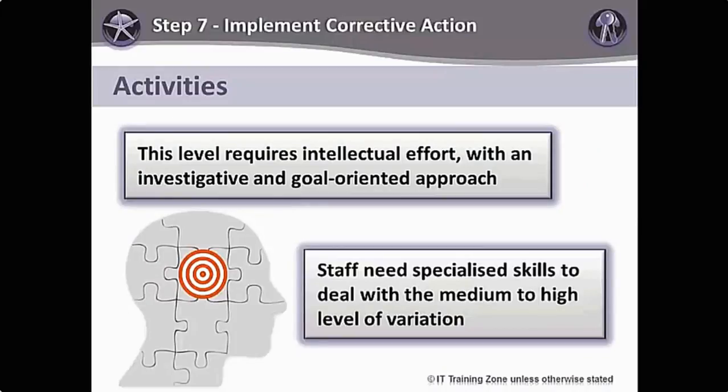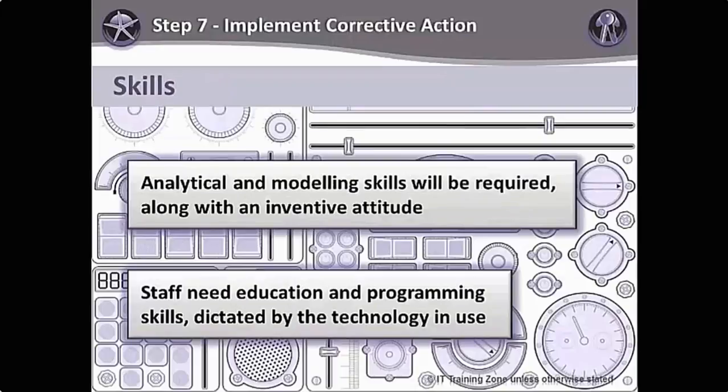The activities at this level again require intellectual effort, with an investigative and goal-oriented approach. There will be a medium to high level of variation, requiring staff with specialized skills and business management. Skills required will be analytical and modeling, combined with an inventive attitude. Staff will need relevant education and programming skills dictated by technology in use in the organization.